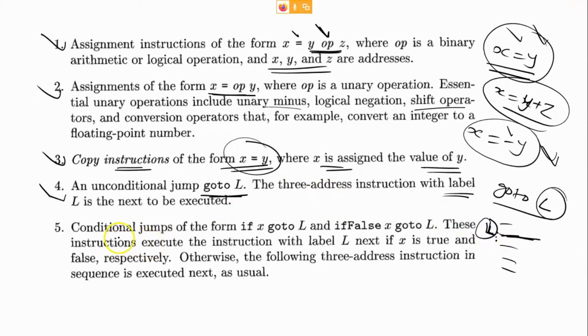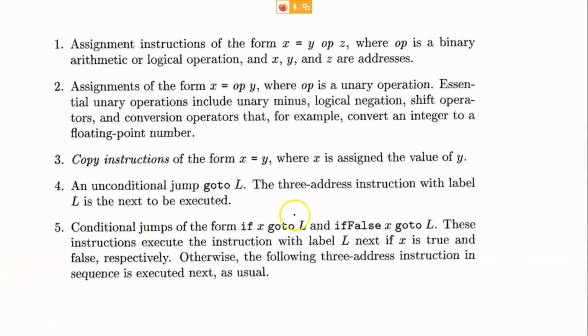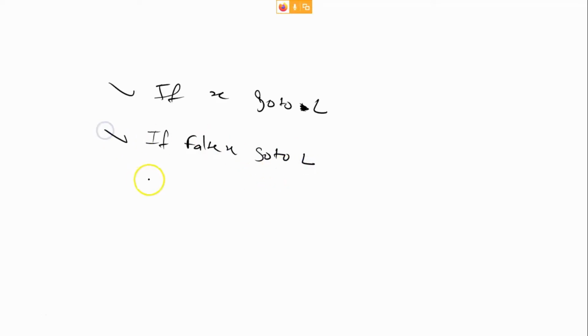Next we have the conditional jump. For this we have a statement like: if x is true, then go to L. This is also a three address code instruction. Also, we can say if false x, which means if x is false, then go to L. So this is also allowed.